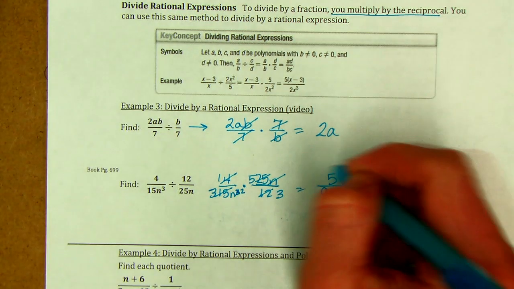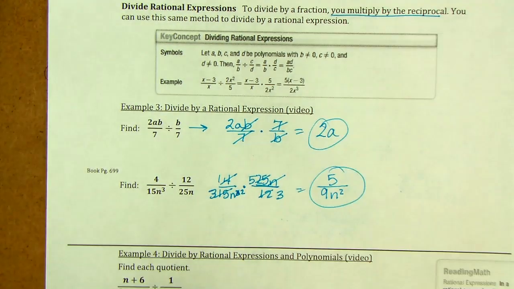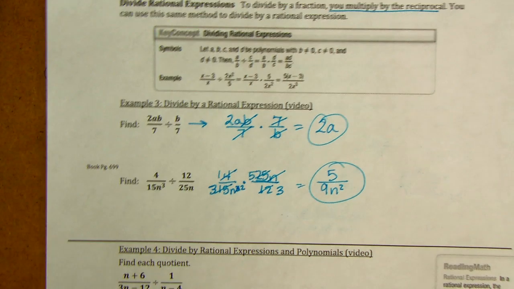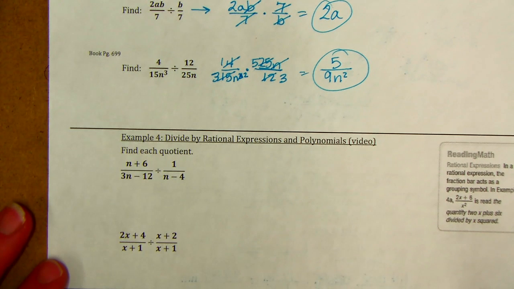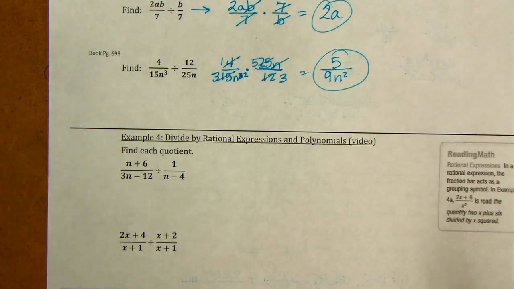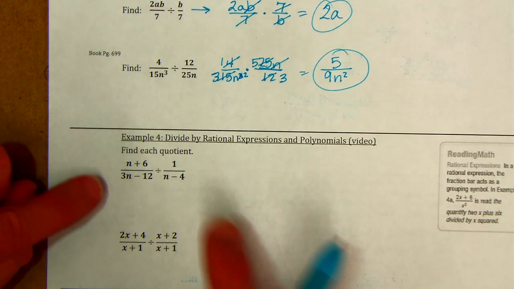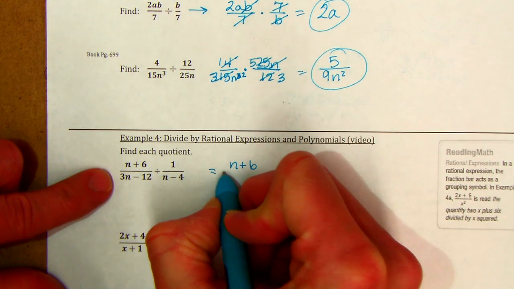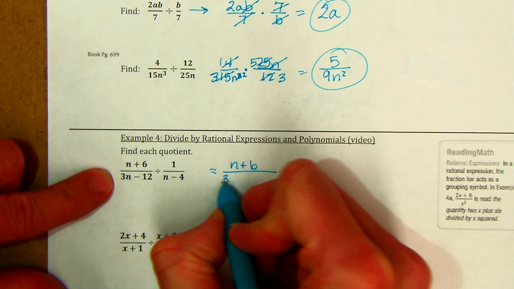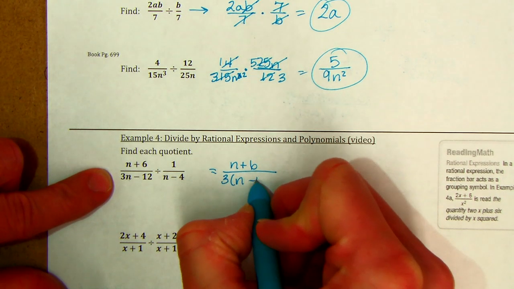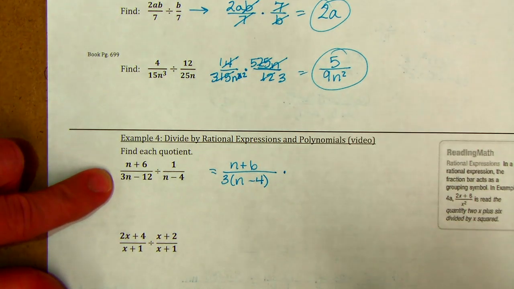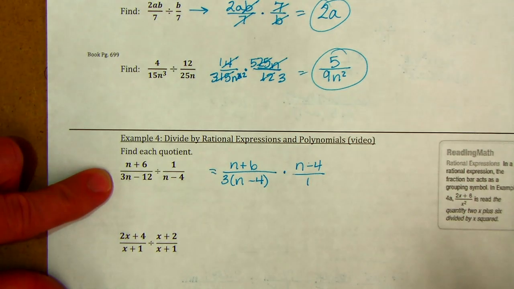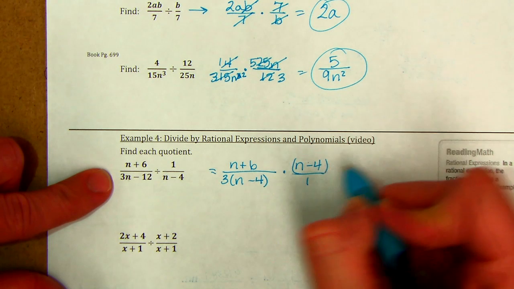What happens if I've got an expression that contains polynomials? Well, we still do the same thing, but now we're going to have to factor. So take a look at this first one. I leave the first one alone in that I don't change it, but I am going to factor a 3 out of the denominator, which would be n minus 4. Now I'm going to flip that second one because I'm multiplying by the reciprocal. And then cross reduce if I can, and I can because I can reduce that. And so my final answer is n plus 6 over 3.